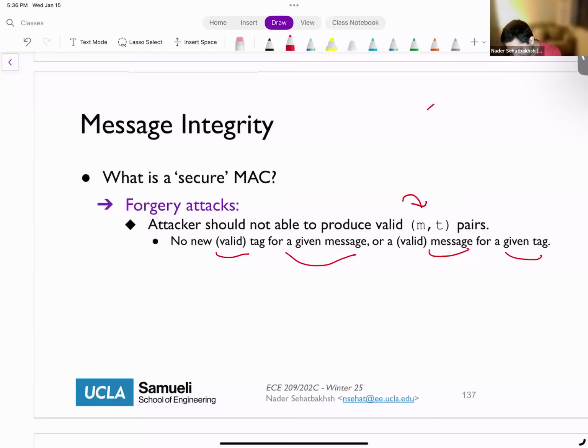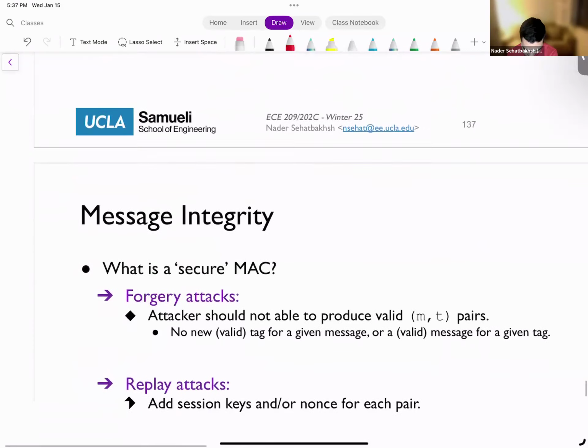So if you're given a tag, we should not be able to create a message for it. If you're given a message, we should not be able to create a tag for it. So both of them we want to prevent from happening, because the attacker can substitute either of these two and break the assumption about authenticity of the message. Okay, so we want to prevent this forgery attack.